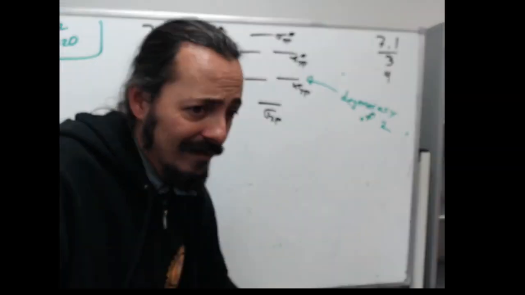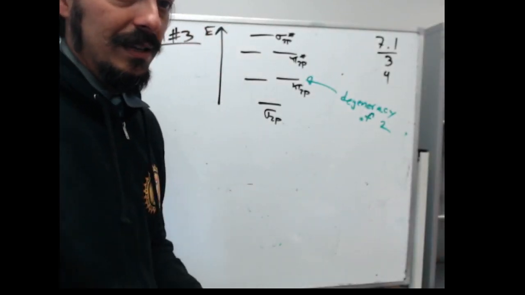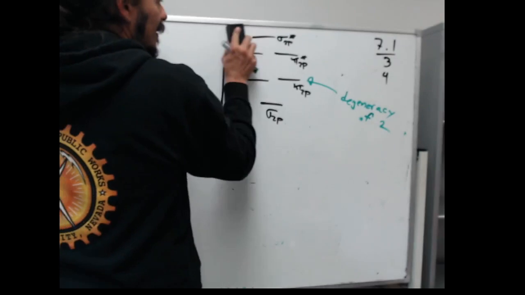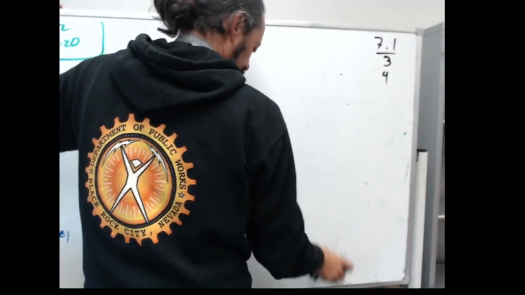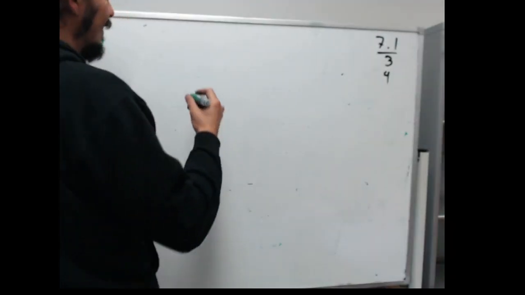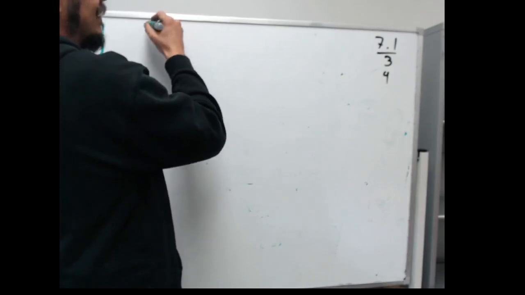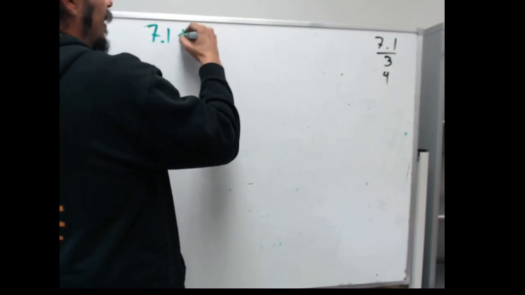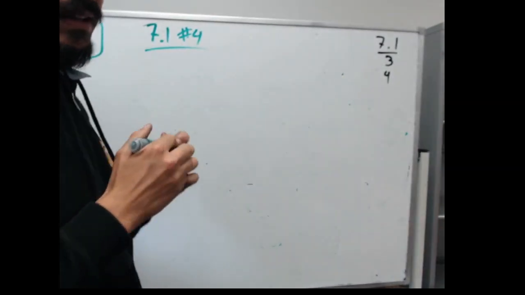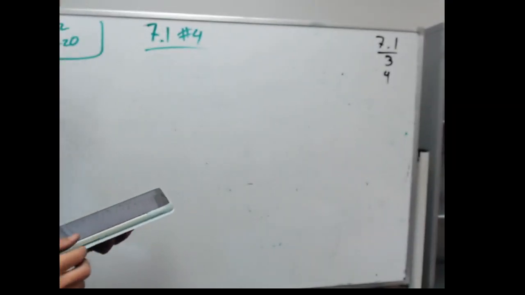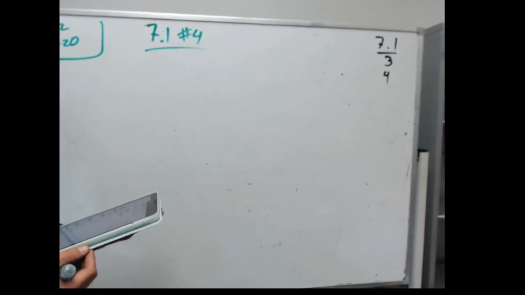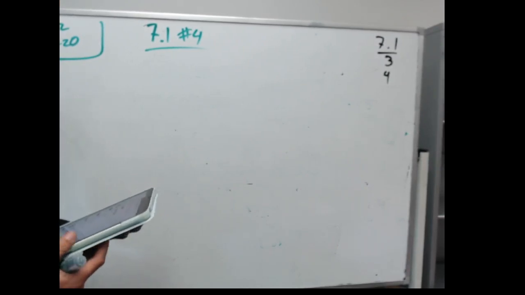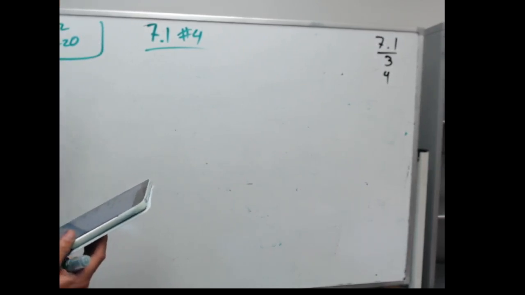Number 4, or is that it for number 3? Cool. Number 4. It's kind of hard to explain because there are pictures associated with them. So let's do 7.1, number 4. May I take a look? Yes. Each one is representing an orbital, and it wants you to get the orbital designation for each one.